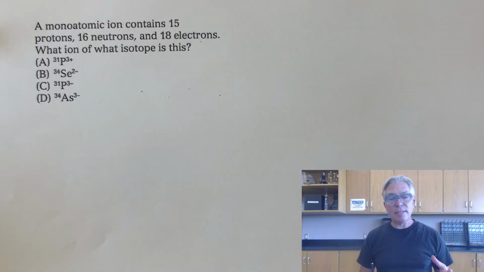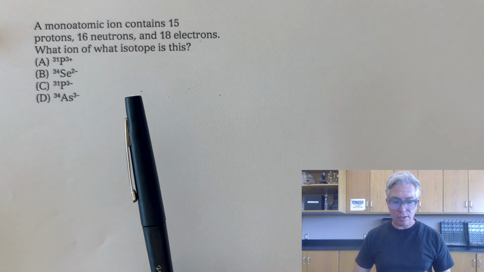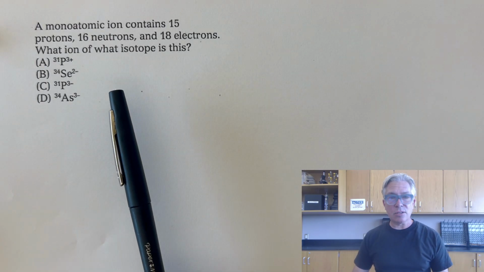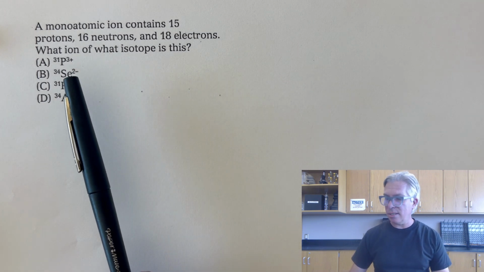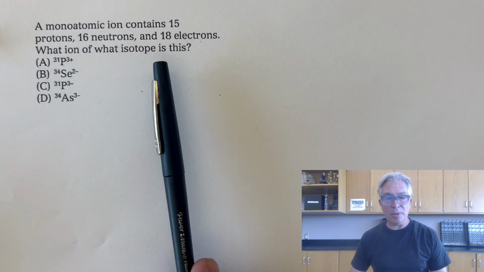And now let's wrap things up by looking at a few AP-style multiple-choice questions in regards to isotopes and mass spectroscopy. Let's start with the easiest one of the group. A monatomic ion contains 15 protons, 16 neutrons, and 18 electrons. What ion of what isotope is this?